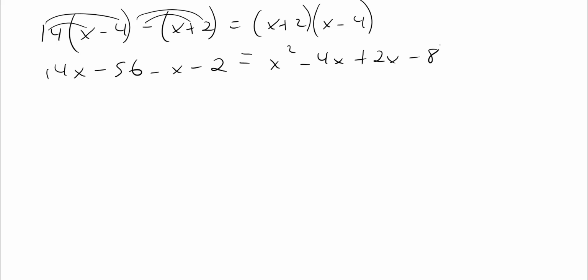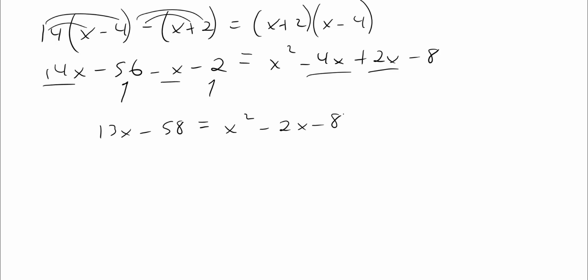All right, so let me put all your like terms together. So I'm going to combine this one and this one and this one and this one. So I get 14x minus x is 13x. Negative 56 minus 2 is negative 58. Here I'm going to combine these two together. So x squared minus 2x minus 8. Okay, so now we're kind of good to go.